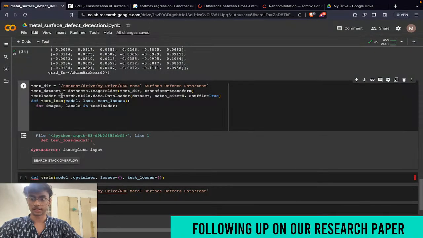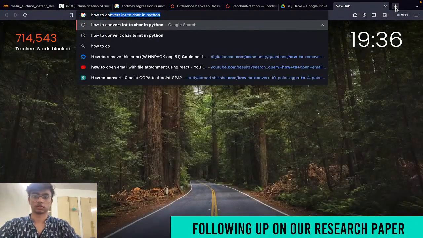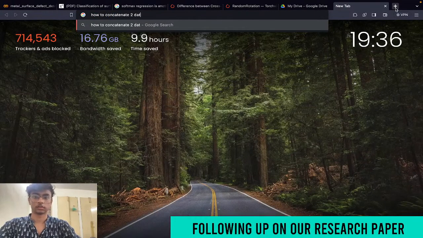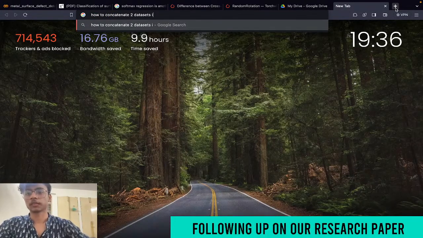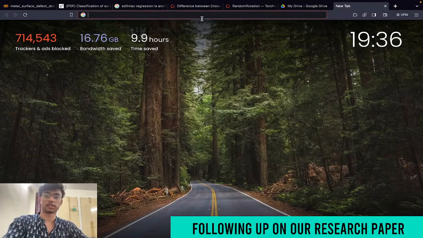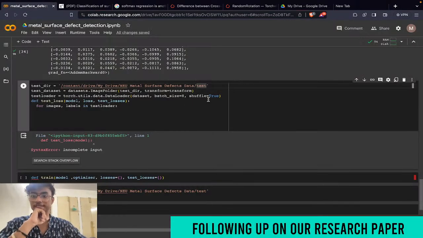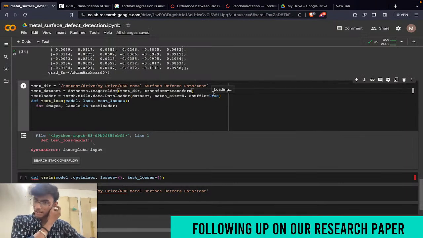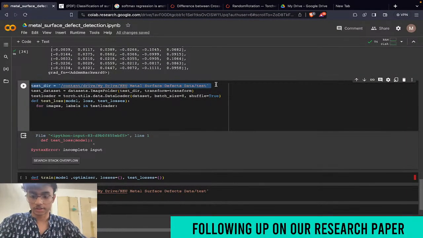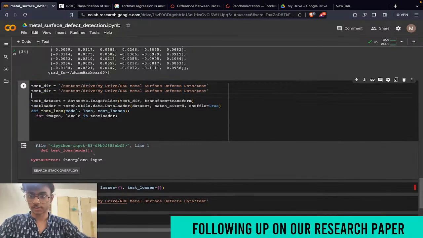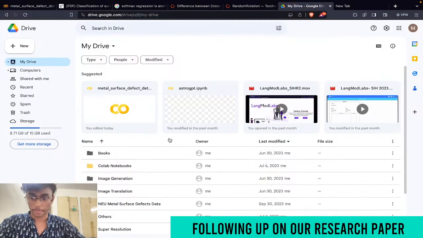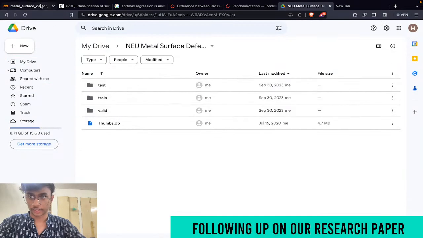Now, how do we combine datasets? So what we'll do is, we don't even need to concatenate those datasets. I have a better way. What we'll do is it's a very simple technique, and I guess it just works because we are using it for testing. What we'll use is the val dir, val, right, valid.